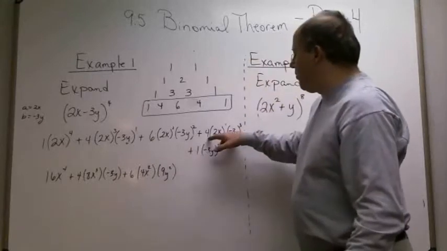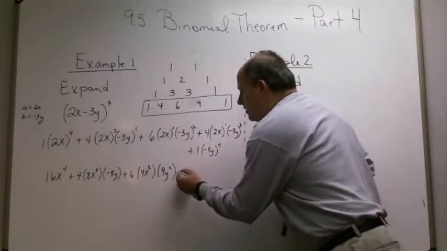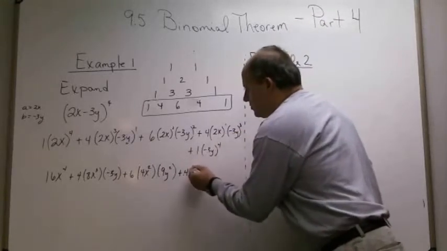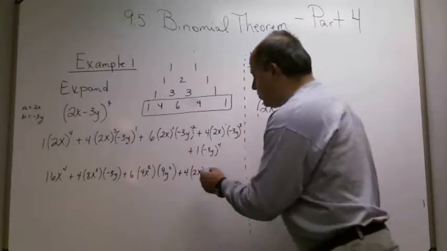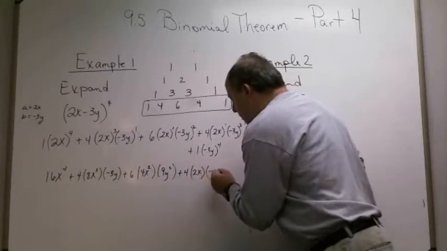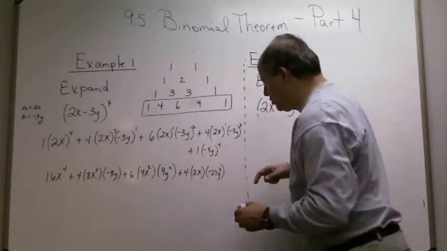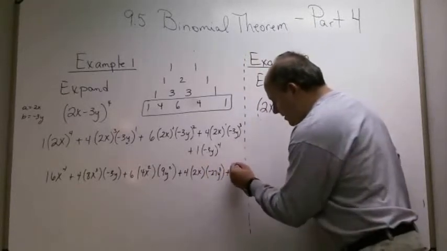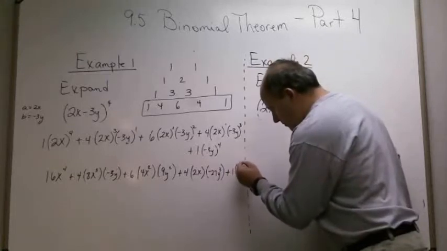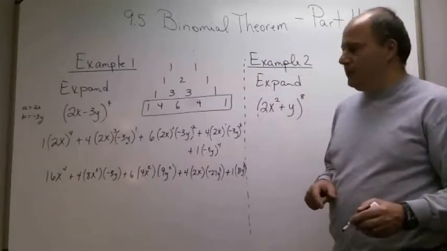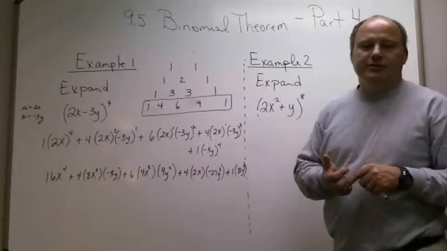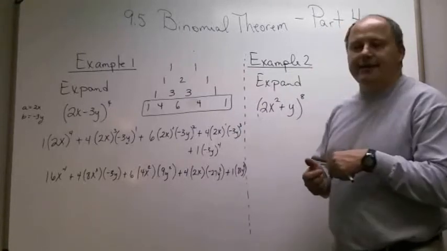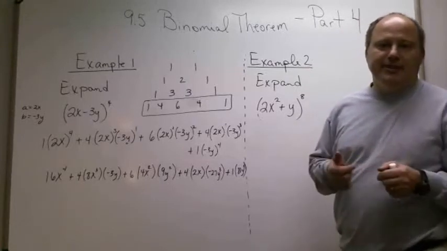And then the 4 times 2x to the first is just 2x. And then negative 3y quantity cubed is a negative 27y cubed. And then the last term, plus 1 times 81y to the 4th. So, there are 5 terms. Now it's just a matter of calculator time. Just getting those products and writing them down, and you're pretty much done.